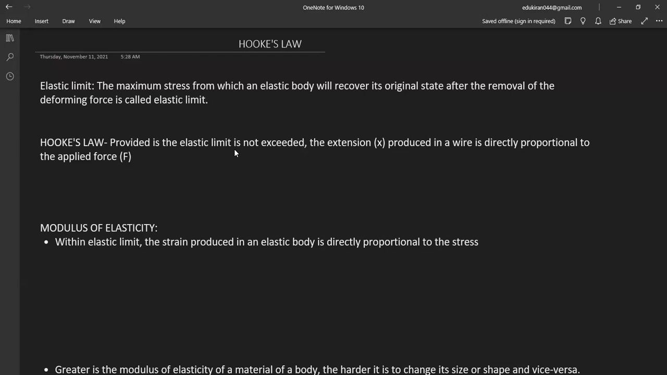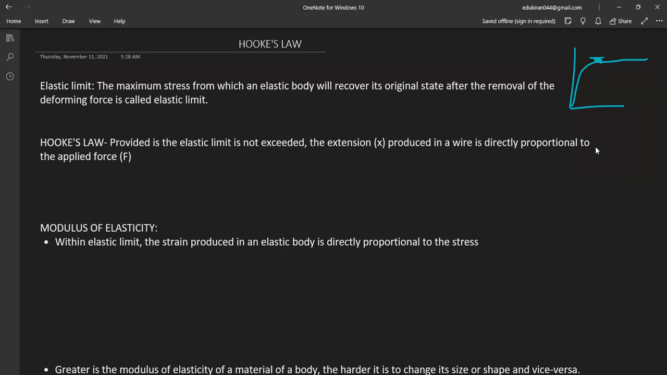So the maximum stress from which an elastic body will recover, that maximum limit is known as the elastic limit. If this is crossed, then the body will become plastic. The body will never be able to regain itself back. So for a body to remain in the state of elasticity, it has to obey Hooke's law. Now, what is meant by Hooke's law?